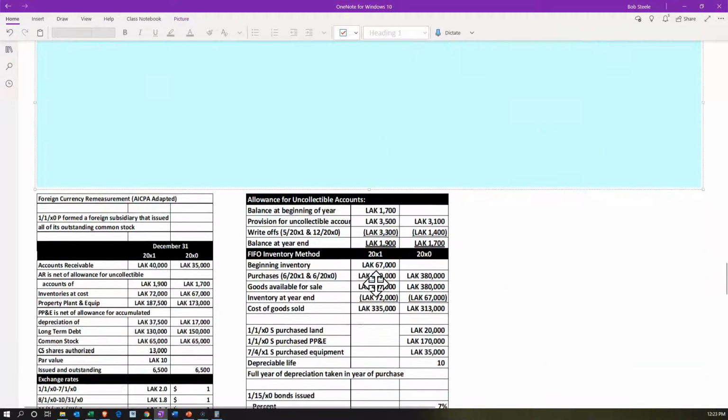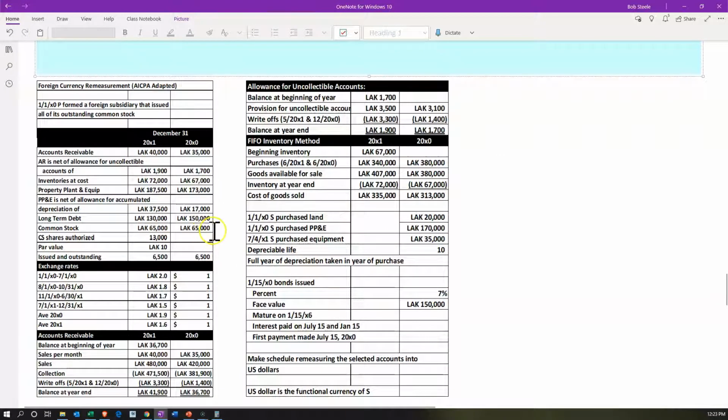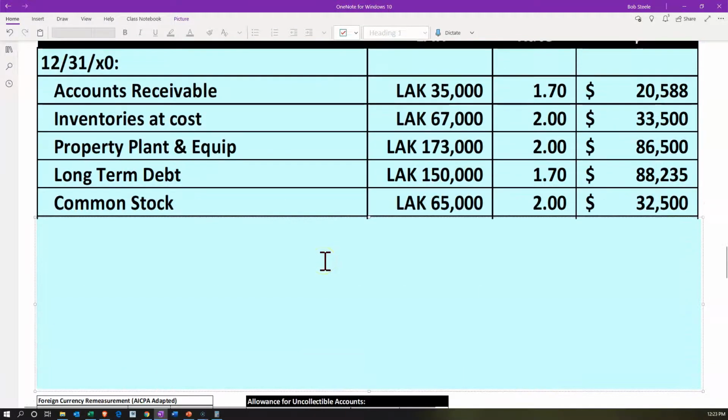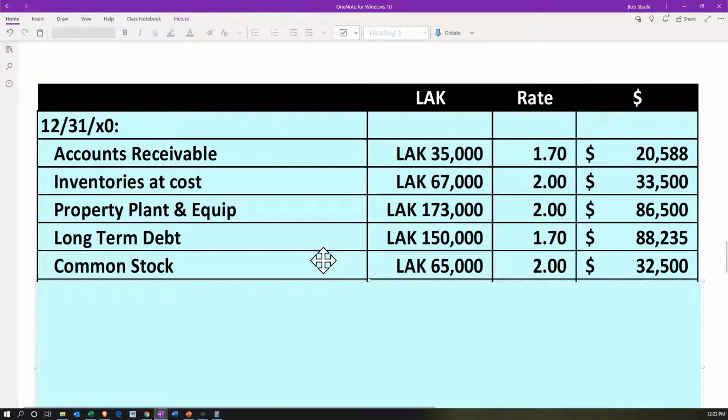Next item is going to be the common stock. So we'll pick up the common stock down here. Now we're in the equity section, of course. We got the 65,000. What's the rate we're going to use there? Common stock's going to be a little bit different.